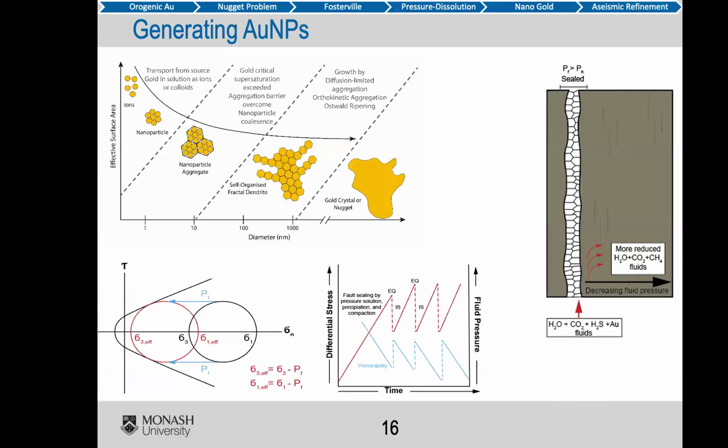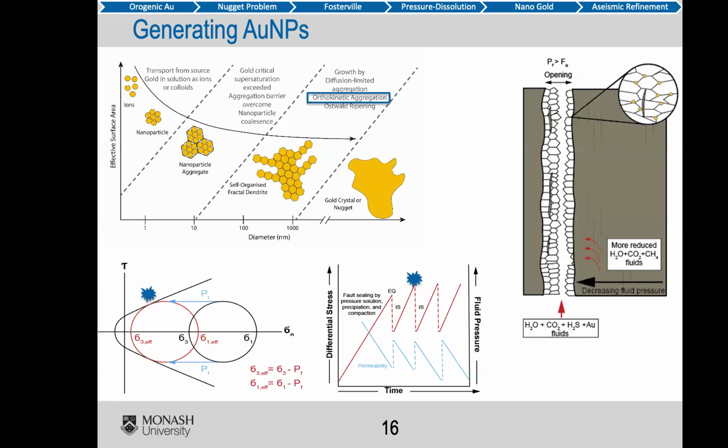So in the story that I told, the first step is that we have to generate nanoparticles. We need to put them into the vein system to begin with. That would be this part. So having a fluid, a metamorphic fluid that comes up during earthquake times, goes into the vein surface or fault surface, and then it needs to supersaturate.